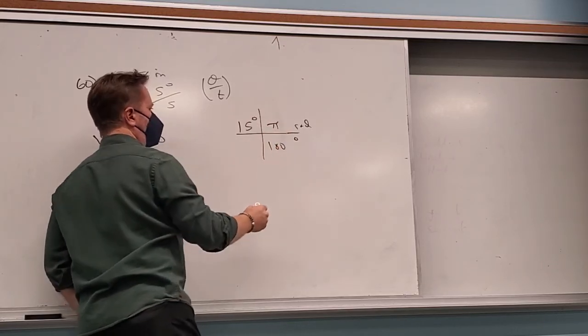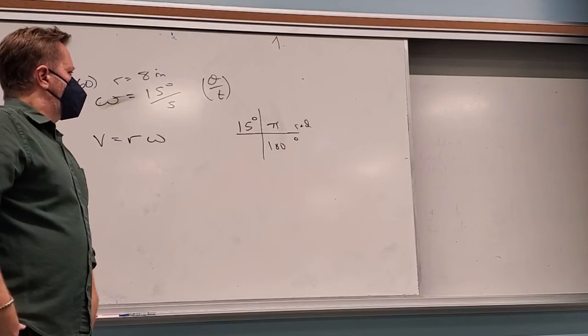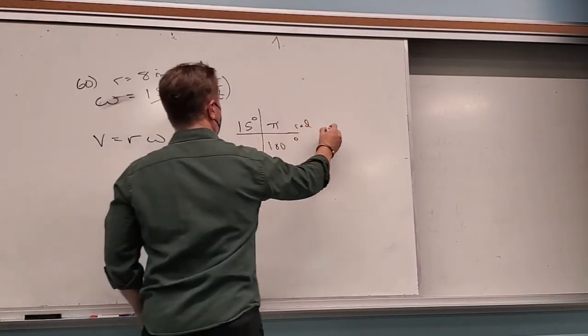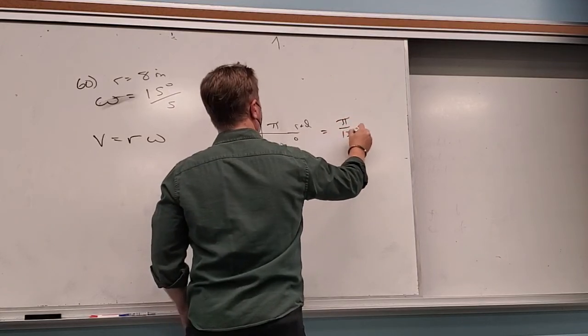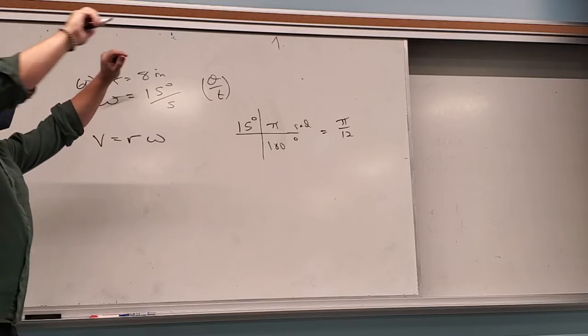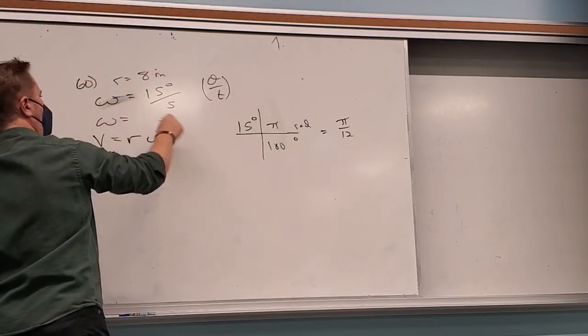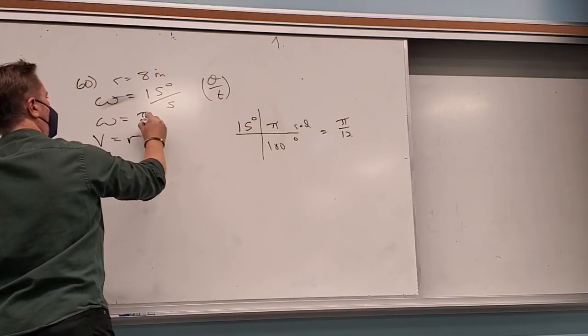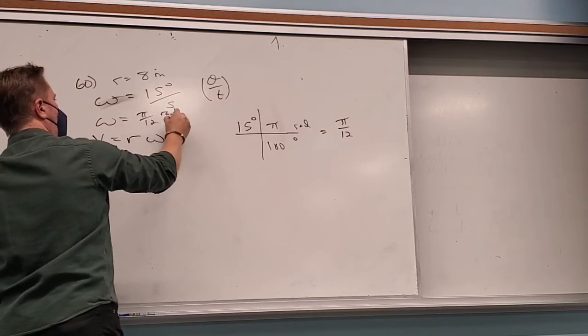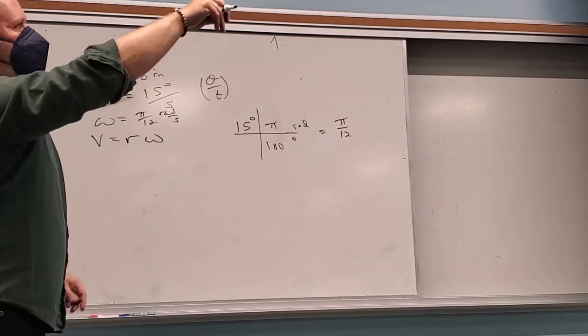Good. Is that pi over 12? Yeah. And then I got everything, don't I? So what's the omega now? Omega is pi over 12 radians per second. So I can figure out the linear speed.